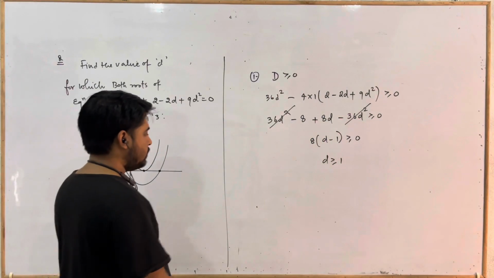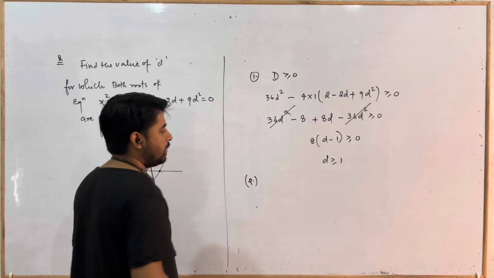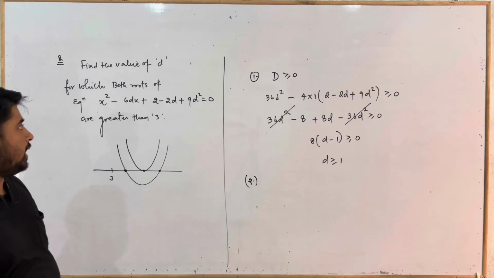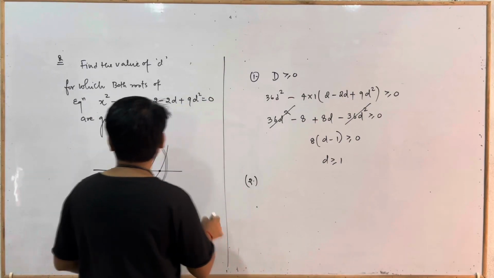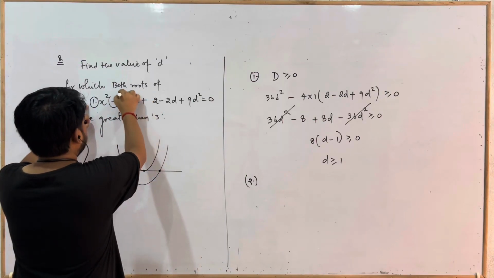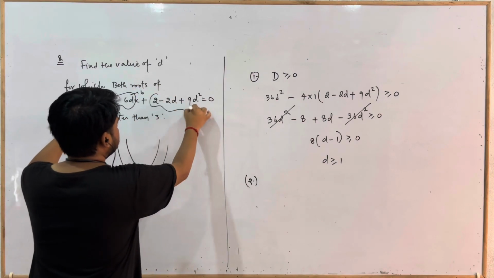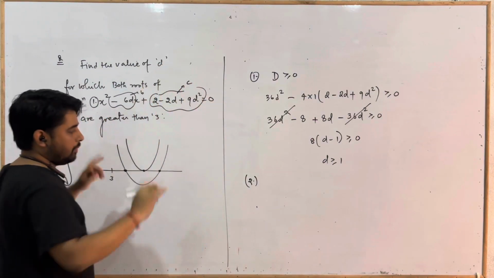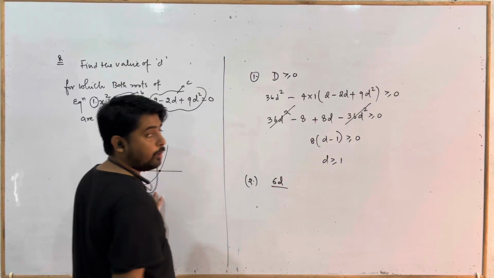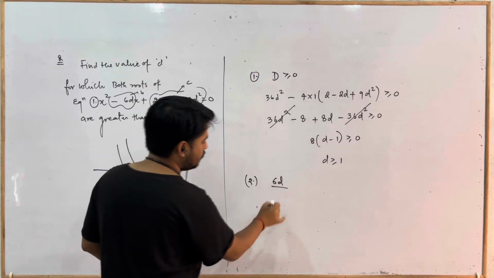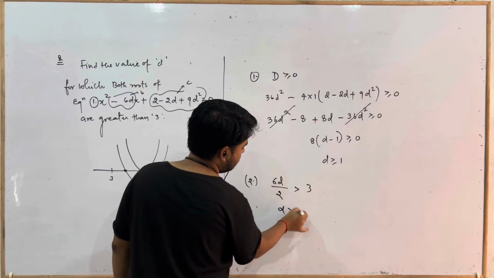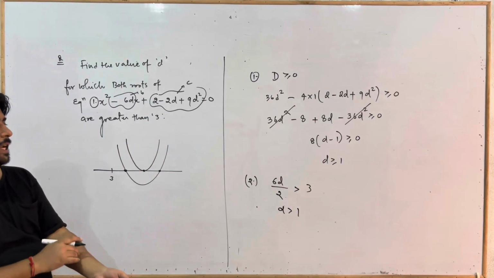Now the second condition is what? Minus B by 2A should be greater than k. So what is minus B by 2A? Look here: the coefficient of x square is 1, that is A. This is your B and this is your C. Done. So minus B by 2, that is 6d upon 2A, that is 2, greater than what? 3. So d is greater than 1. Okay, this is the second condition.